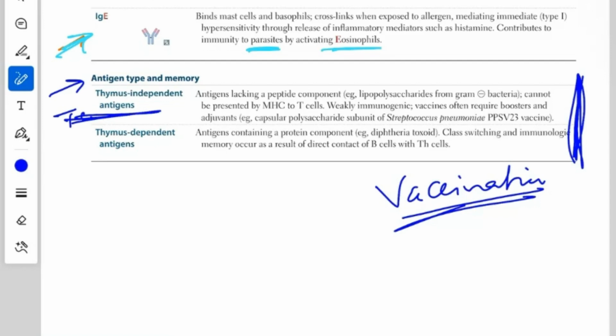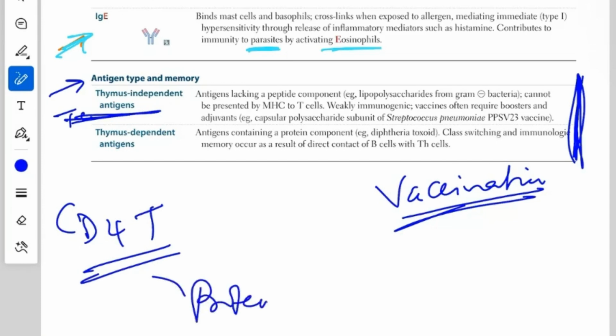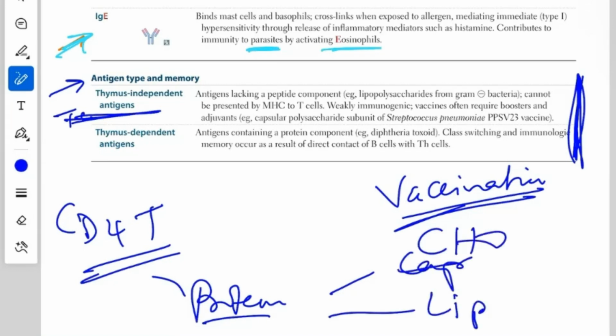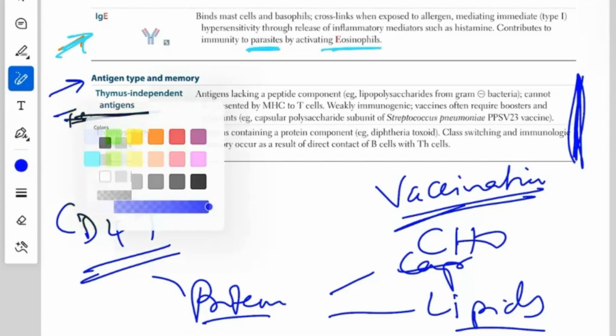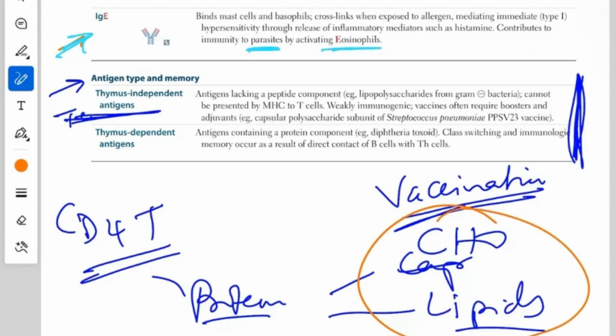Mind you, we're talking specifically of the CD4 helper T cell now. When they say T cell dependent, I'm talking of the CD4 helper T cell. So the only kind of antigens that it sees are protein antigens. You will not see carbohydrates, that's CHO. It will not see lipids. So it will not see any of the antigens composed of that. So if you have a vaccine that contains any of these kinds of antigens, it will be T cell independent.